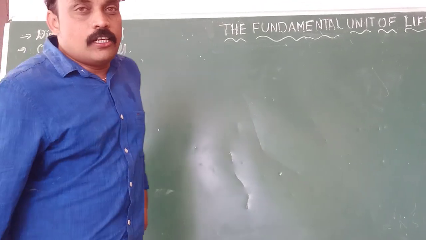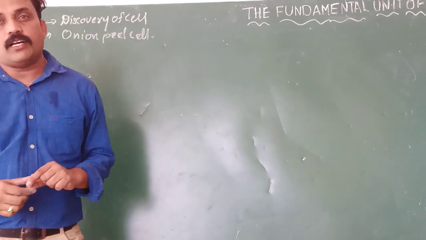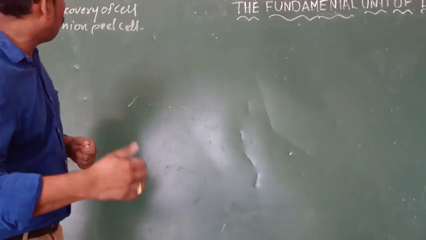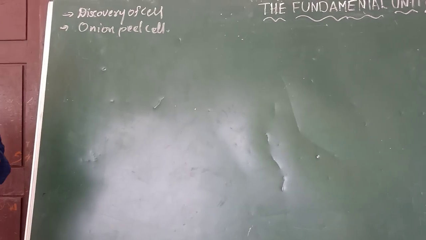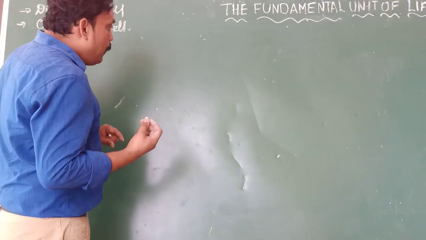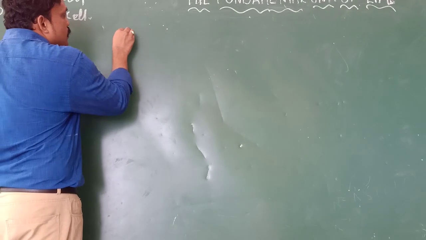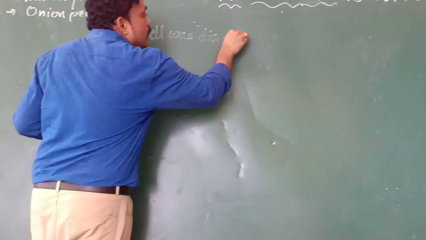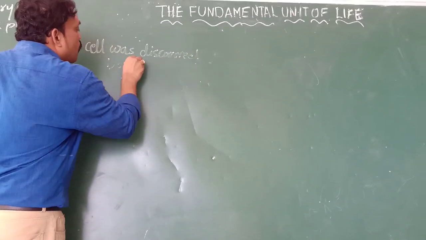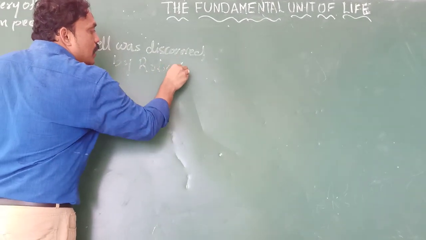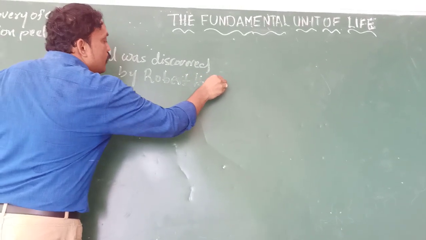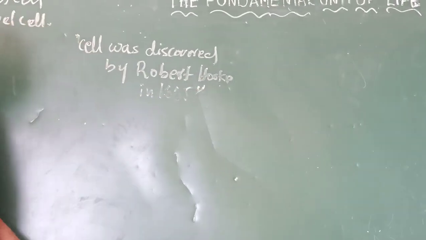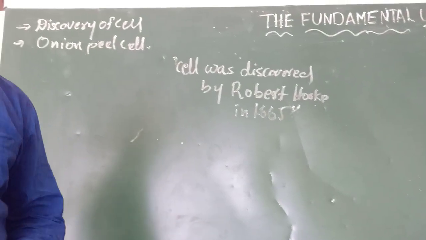Afternoon. In the last class we learnt that the cell is the fundamental unit of life. That means our life starts with the cell only. Now we are going to discuss the discovery of the cell. Who discovered the cell? The cell was discovered by Robert Hooke, in 1665. Very important: the cell was discovered by Robert Hooke in 1665.